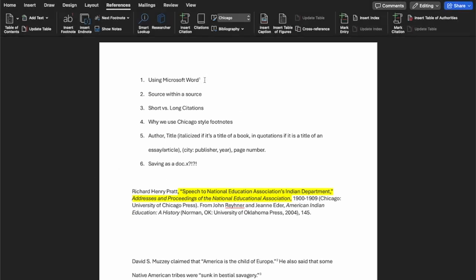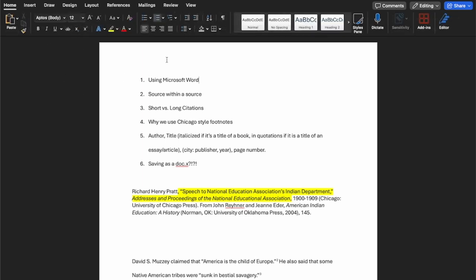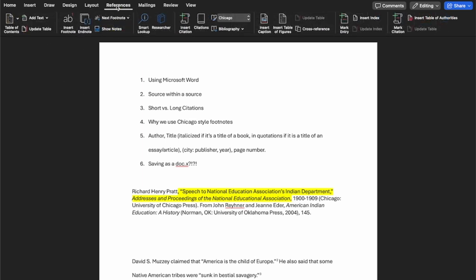So yeah, let's get into it. How to do it on Microsoft Word. Say I wanted to put in a footnote right here. I'm already here, but say you're on the Home tab, go to References. References is another word for citation. You're referring to a source, a reference. And then ignore everything else.